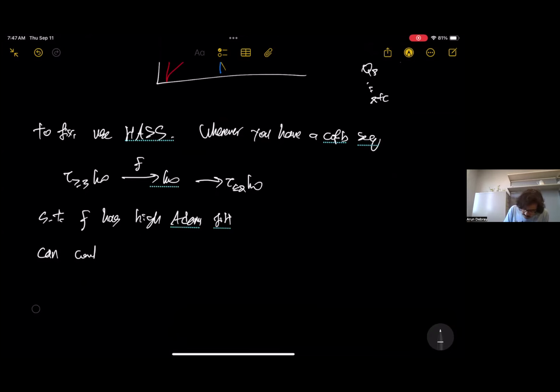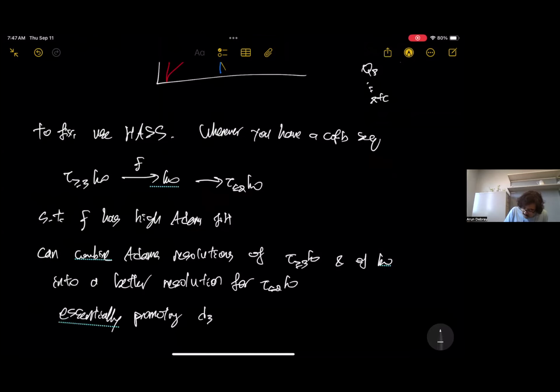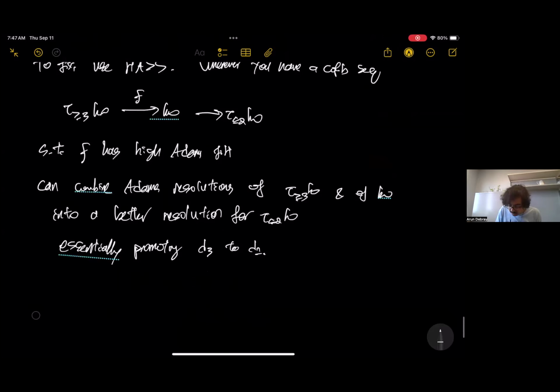You can combine the Adams resolutions of tau greater than or equal to 3 KO and of KO into a better Adams resolution for tau less than or equal to 2 KO, essentially promoting d3 to a d1. Now, that doesn't sound so good. Usually when someone says d3 is becoming d1, unless they're talking about athletics, they're not super excited.